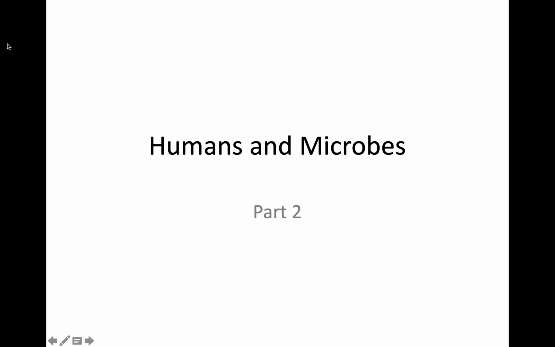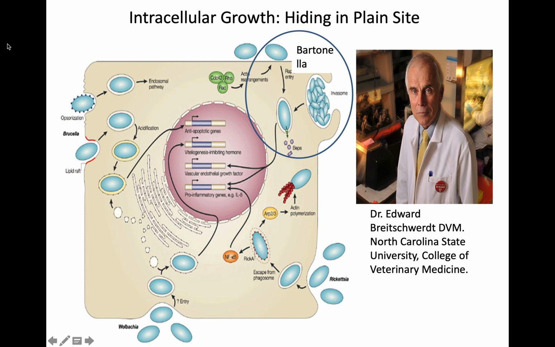Today, or tonight, I'm going to be talking more about stealth pathogens, specifically some examples of types of stealth pathogens and the ways in which they work. One type of stealth pathogen is a pathogen that grows within the host cell so that the immune system cannot see them. A genus of bacteria that are very good at doing this are your Bartonella.